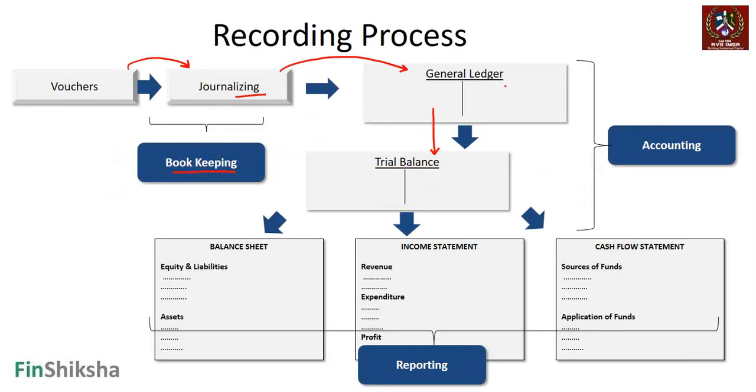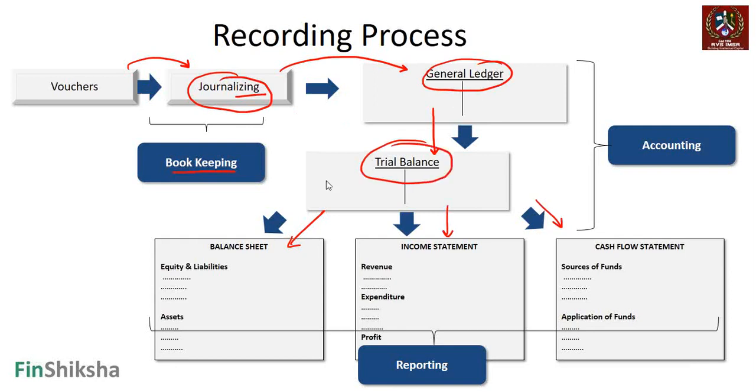These two processes, creating the ledger and creating the trial balance, are part of what is called accounting. And from the trial balance, you can then report the balance sheet, P&L, and cash flow statements. Now we are going to look at these three items separately. What is a journal, what is a ledger, and what is a trial balance? That's going to form the crux of our discussion from now, and that is what we're going to look at as we proceed.